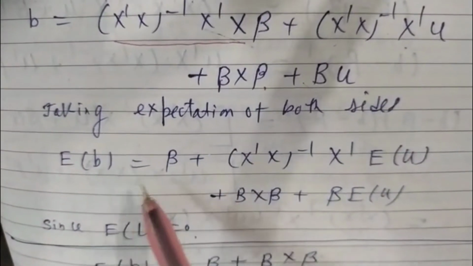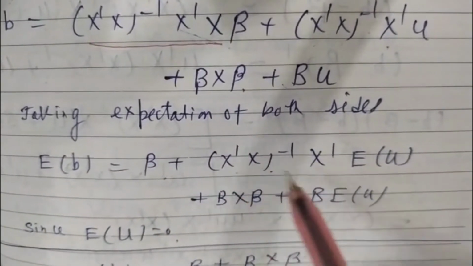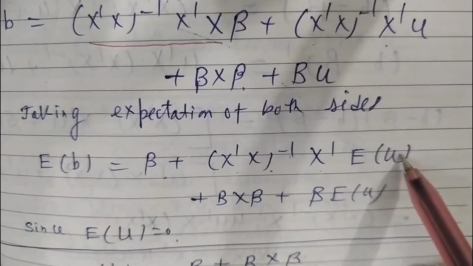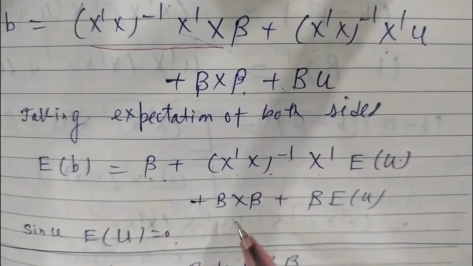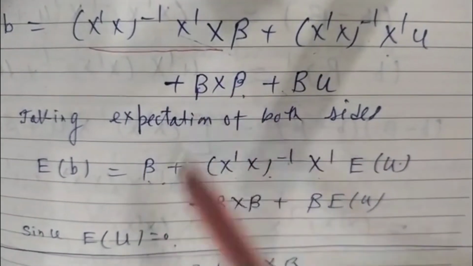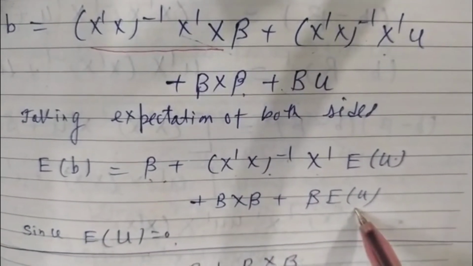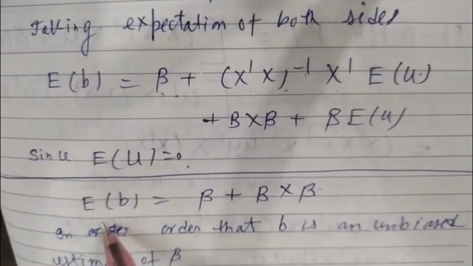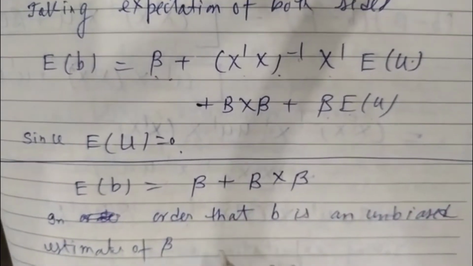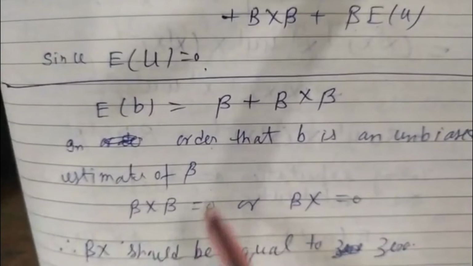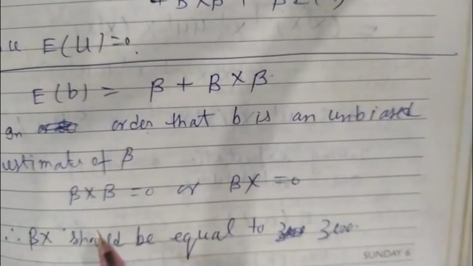E(b) = β + (X'X)^-1 X' E(u), and here this is the identity matrix, so it becomes β. And βX and E(u) is equal to 0. Applying the assumption, our final result is E(b) = β + βX. Therefore, b is an unbiased estimate of β.